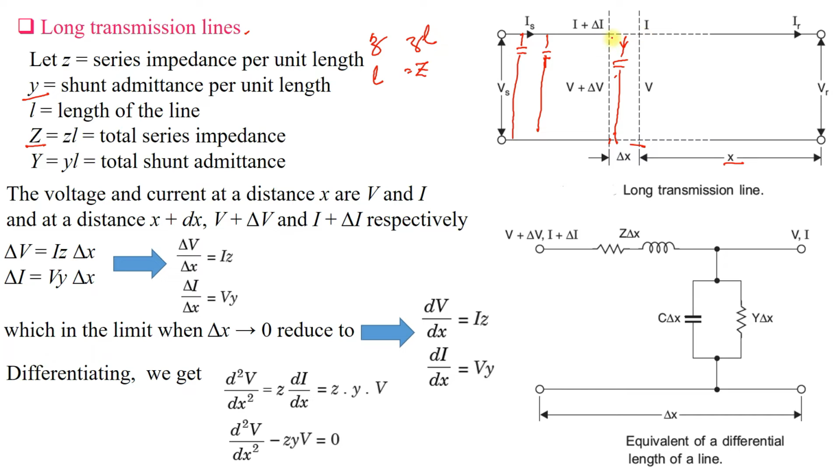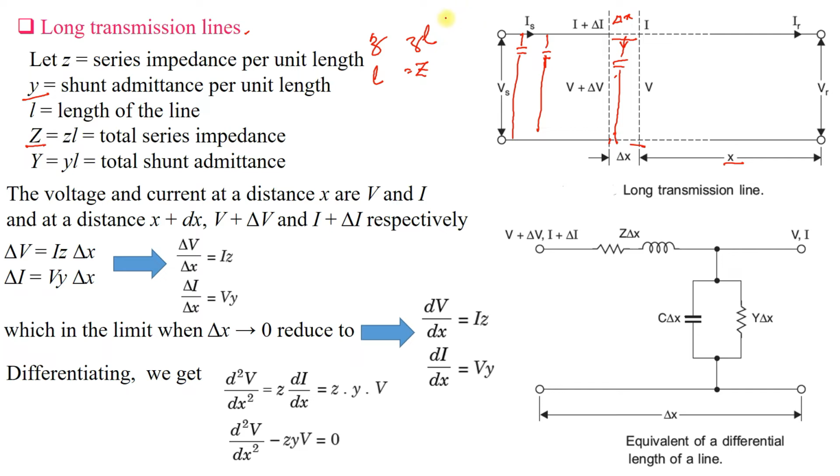And you can see that if you consider an infinitesimally small length of the transmission line added to the length of the transmission line under consideration, that is x here. So we are considering this more portion, and let its length be delta x.